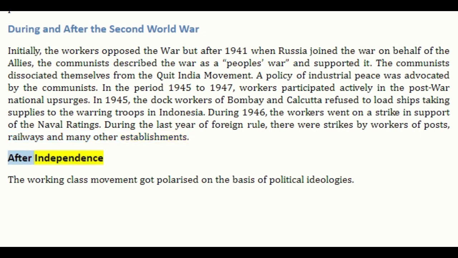After independence, the working class movement got polarized on the basis of political ideologies.